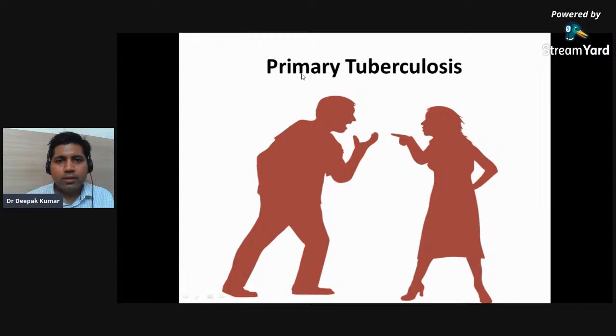So consider this an example of primary tuberculosis. Primary tuberculosis is when the agent, the mycobacterium tuberculosis, comes into contact with the host, that is the human. For the sake of explanation, take this picture, no bias to gender please, consider this male silhouette is the host and this female silhouette is the agent, which is the mycobacterium tuberculosis. And what happens in the first encounter? There is a fight between the agent and the host. And that will be the primary tuberculosis.